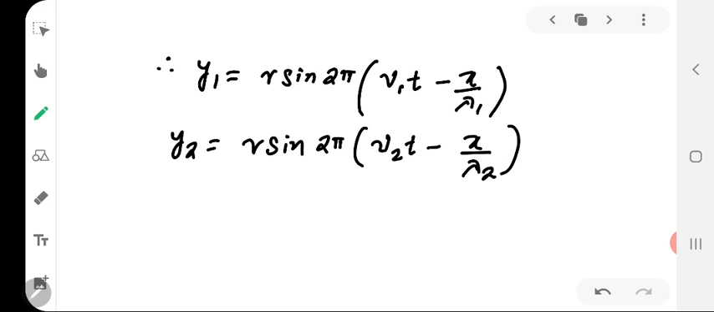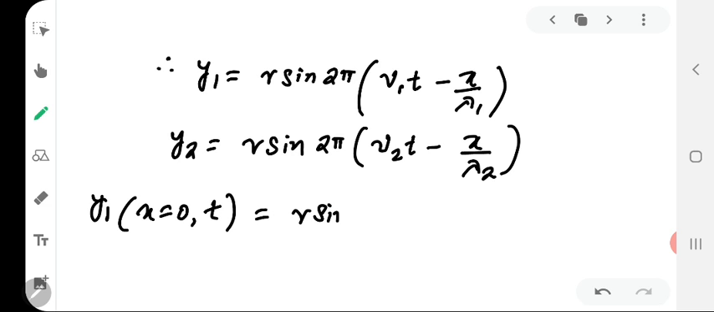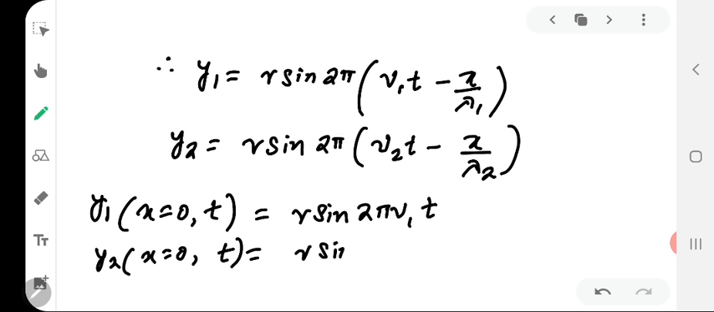So if the listener is situated at x equal to 0, then the variations in the displacement of the two waves at this point will be described by wave functions y1 at x equal to 0 and time t will be equal to r sine 2 pi nu 1 t, and y2 at x equal to 0 and time t will be equal to r sine 2 pi nu 2 t.